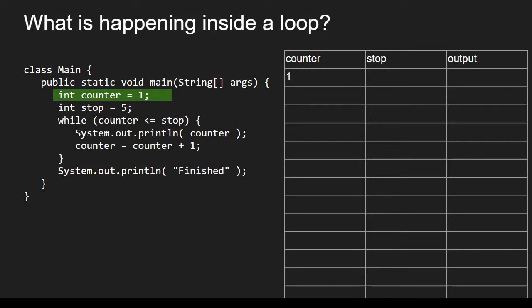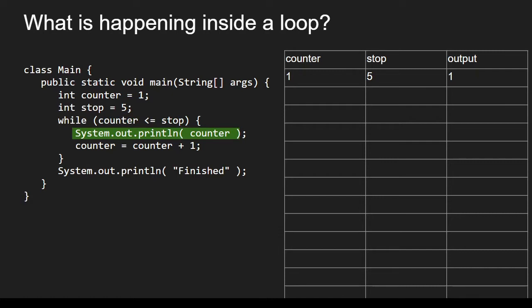We create an integer called counter and it is set to 1, as you can see in the table. Next line of code, we create an integer called stop and it has been set to a value of 5. We then encounter the while loop expression, and the question here is: counter less than or equal to stop? 1 is less than or equal to 5, and so Java will go into the loop.